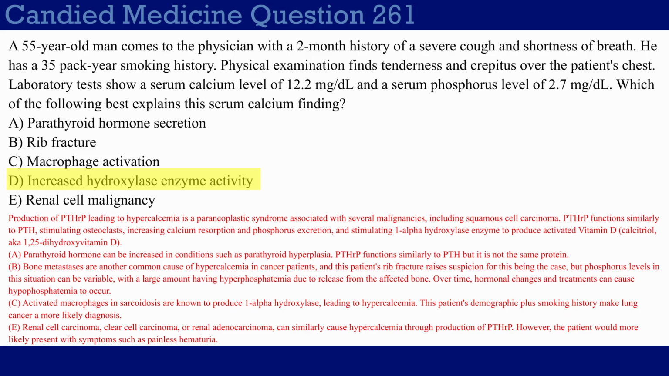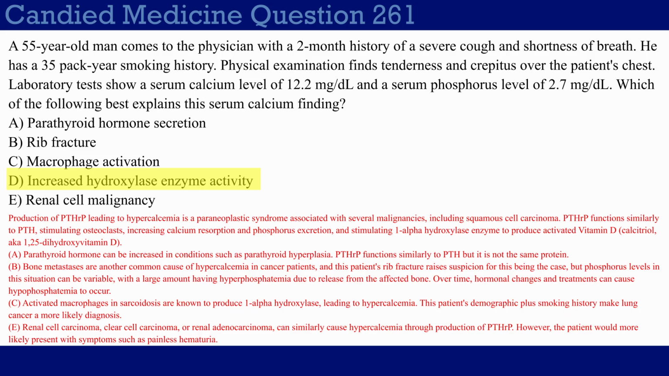Choice B, rib fracture. So, of course, lung cancer, you can get bone metastases, especially metastases over to the rib. And I also gave you this symptom in the question where I tell you that the patient has crepitus over his chest. So this patient probably has a rib fracture. But if my concern was bone metastasis, you would not have this reduced phosphorus level. That's more emblematic of a PTH or PTH-RP effect. In bone metastases, the phosphorus level can vary, but usually it'll either be normal or high because of released from the affected bone.